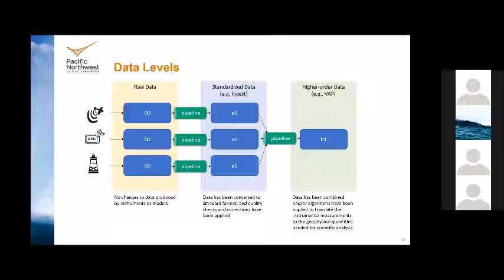And then the next level down the road would be like when Chitra showed that big picture of the data lake, and you maybe want to aggregate and combine multiple data streams together. We would call that a higher order data product. That is data that has been pulled together from multiple sources, and/or additional algorithms have been applied to convert the lower level geophysical measurements into the quantities that you would actually need to perform your science. We give those a B1. So as the letters increase, you can tell that the data has been more processed.